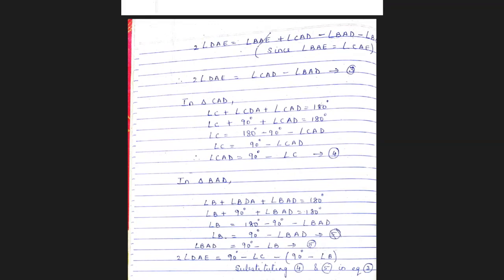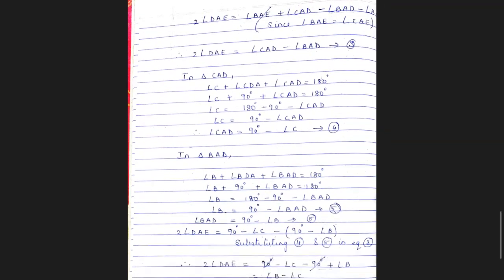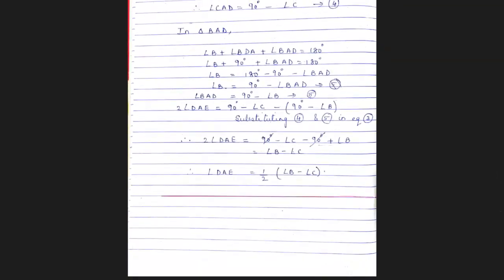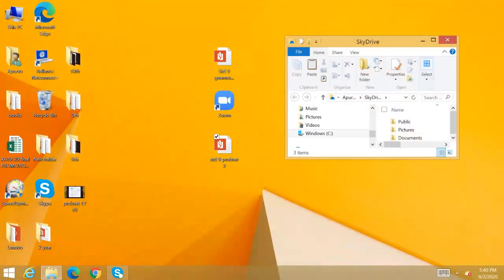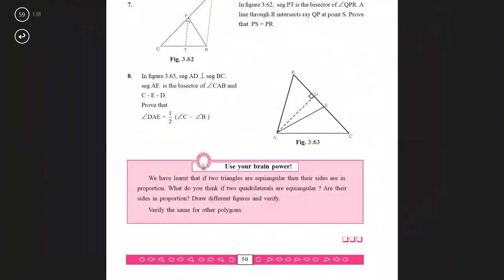Substituting it in equation 3, what do I get? 90 minus angle C minus 90 minus angle B. 90 and minus 90 get cancelled. Minus into minus is plus angle B. So your answer is twice angle DAE equal to angle B minus angle C, or angle DAE is equal to half of angle B minus angle C. With this, children, we finish question number 8 of the problem set.